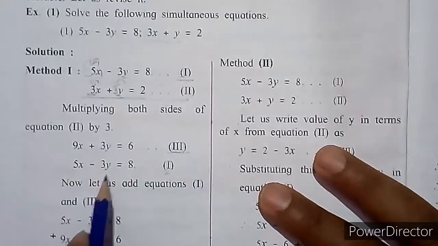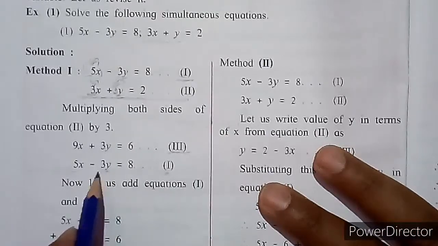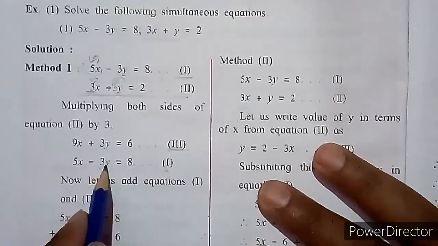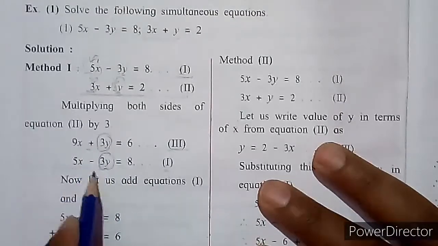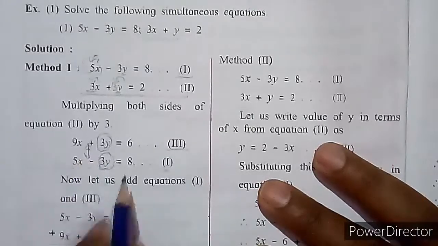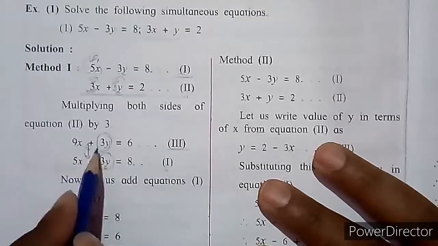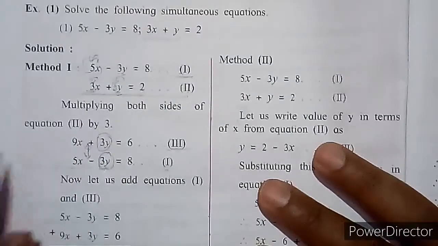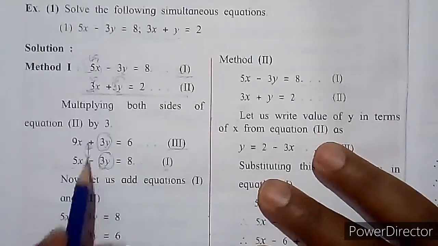Now the coefficients of y are equal. This is the very important operation, and that's why we did it. Now check the signs of these terms: here 3y, here also 3y, that is positive 3y, and this is negative 3y, so the signs plus and minus are opposite. That's why we add these two equations. If the signs are equal, then subtract, and if the signs are opposite, then add them.